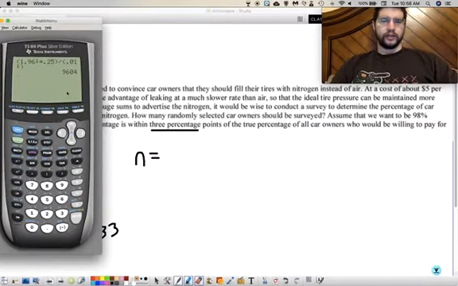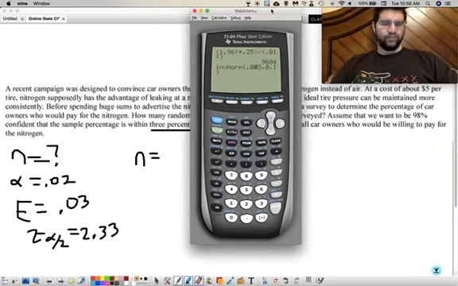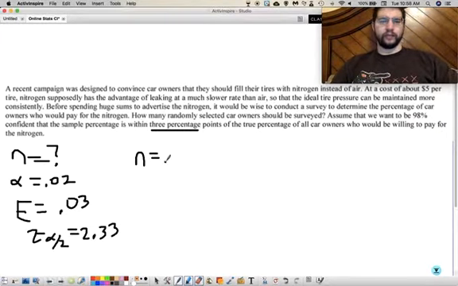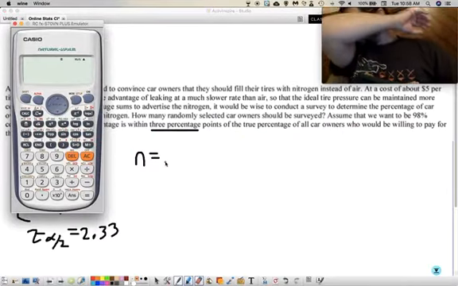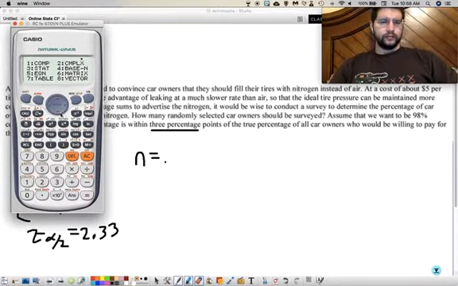Again, for the calculators, you're just going to do an inverse norm. So our alpha is 0.02, cut that in half, 0.01. And it gives us 2.33. Casio, same thing.